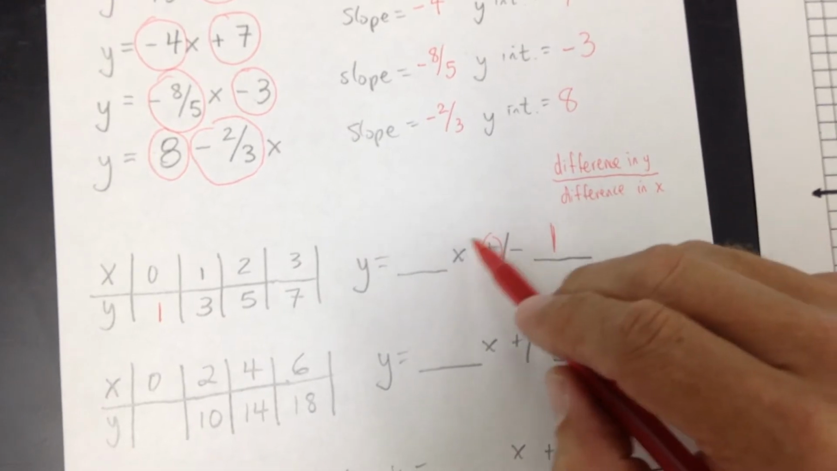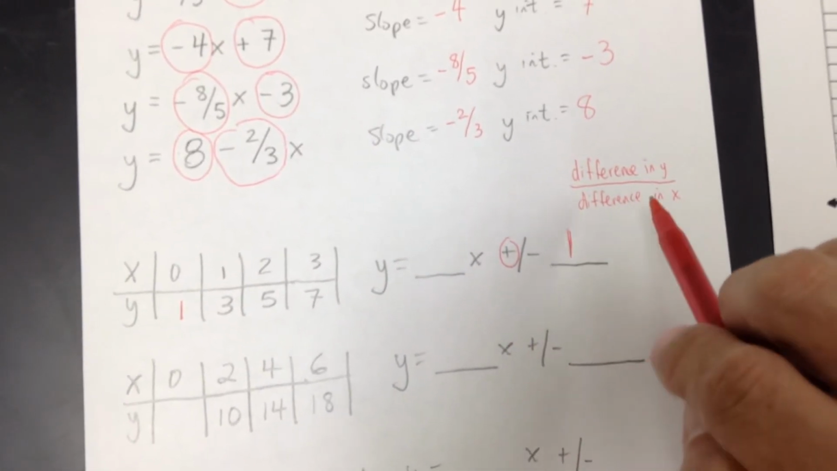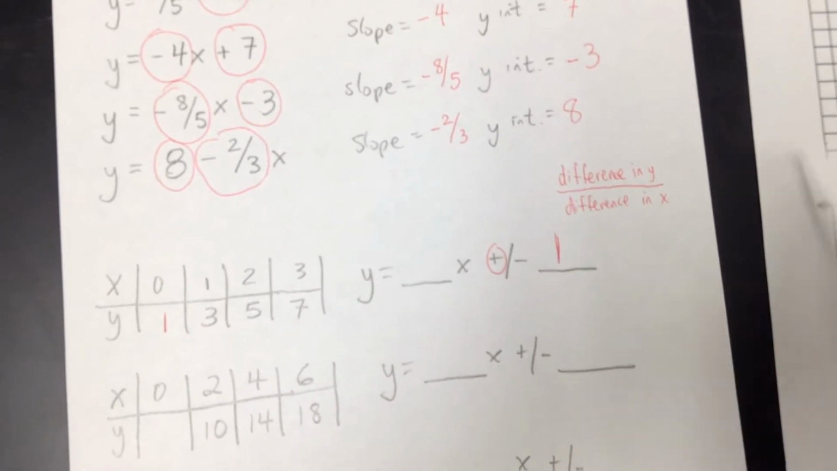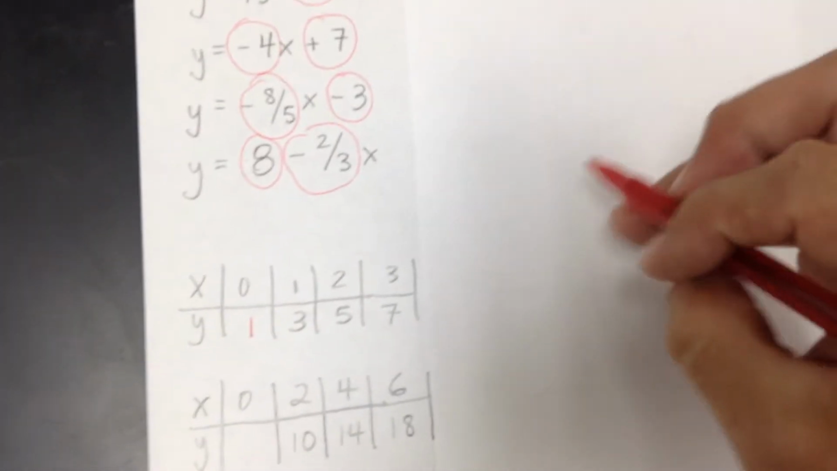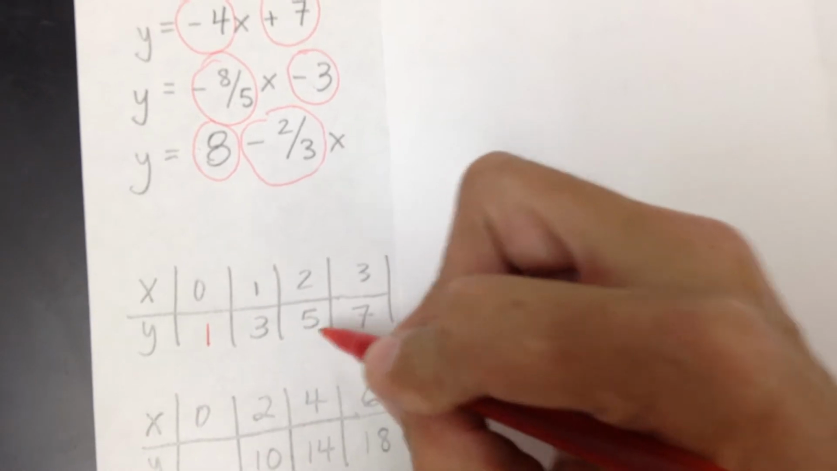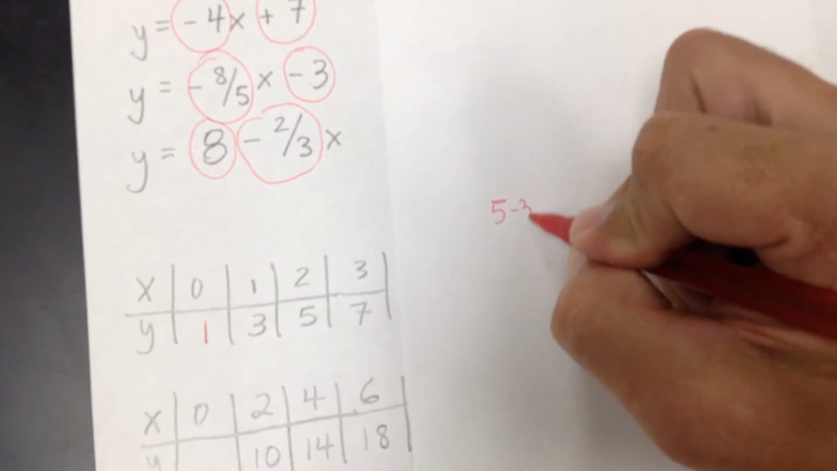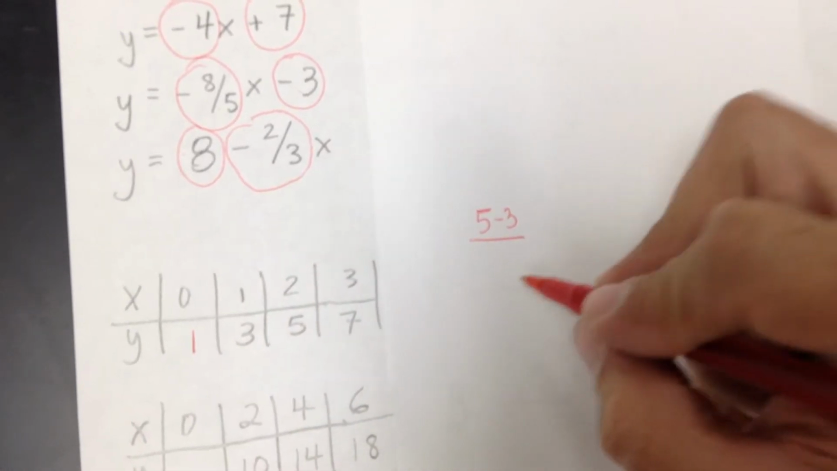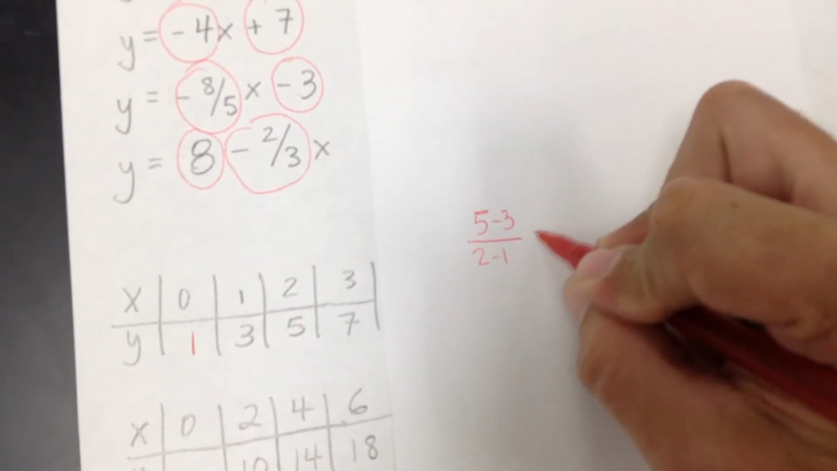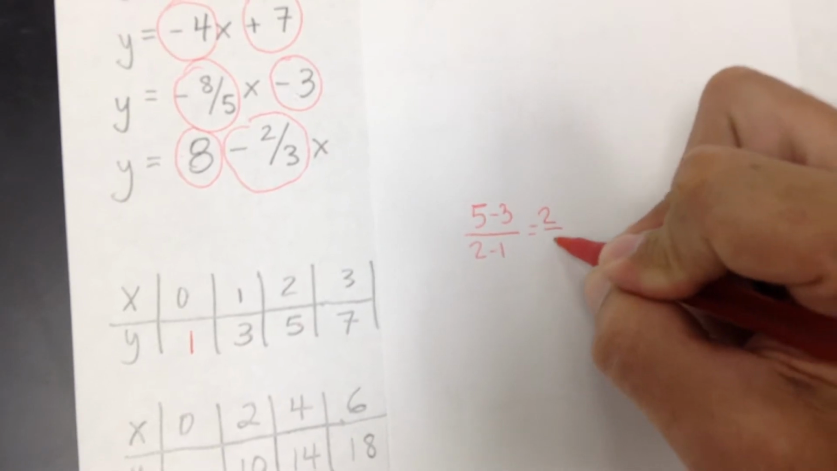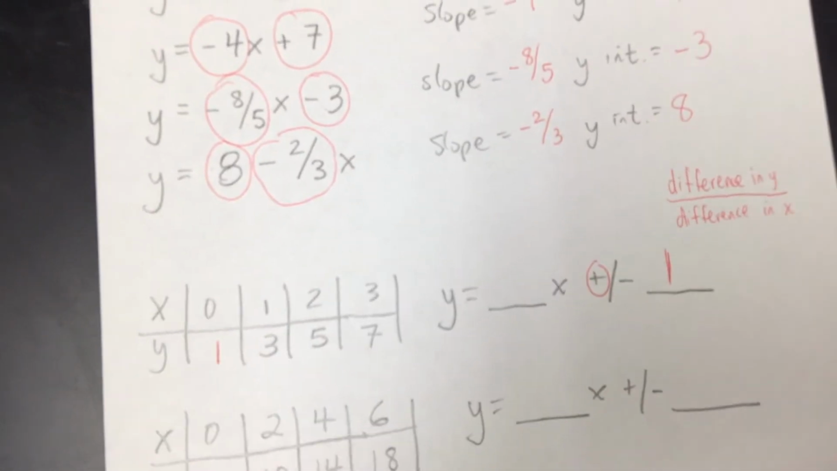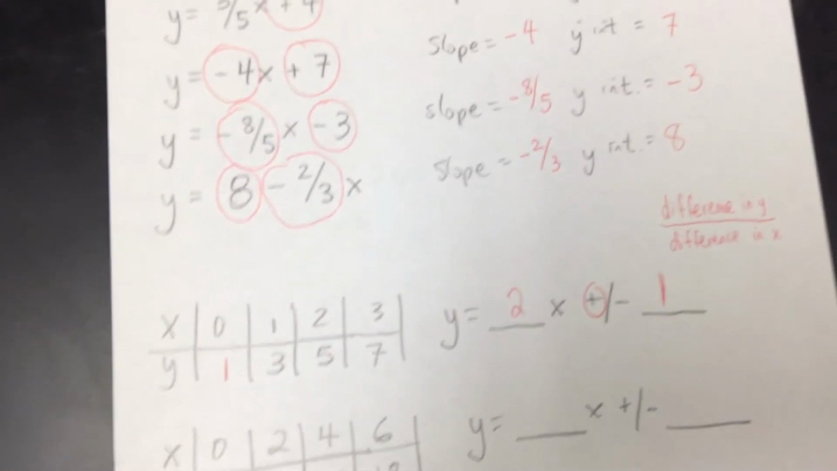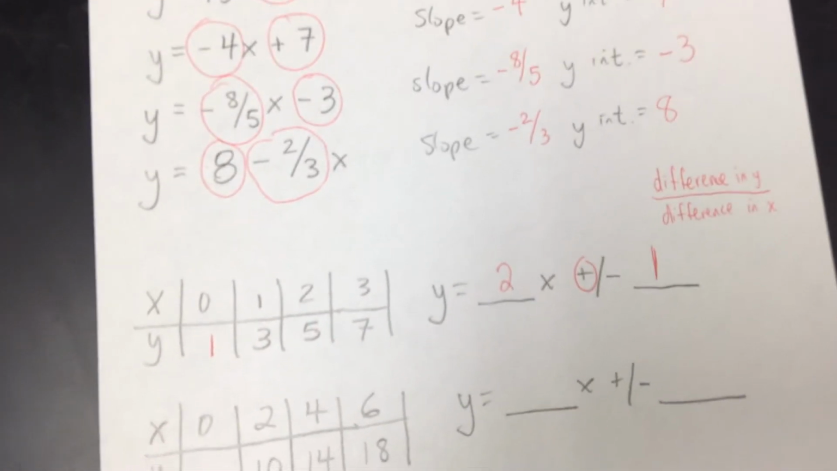Now to find the slope of this line, I need to do the differences in my y divided by the differences in my x. So I got my scratch paper here. So I pick any y value I want. I'm going to start with this one. I'm going to do 5 minus 3 on top. So 5 minus 3 and 2 minus 1 on the bottom. Okay, 5 minus 3 is 2. 2 minus 1 is 1, so my slope in this one is 2, and I just write that at the front. So the equation for that one is 2x plus 1.